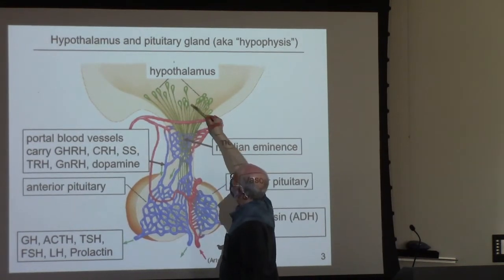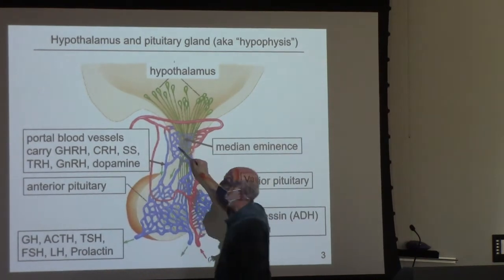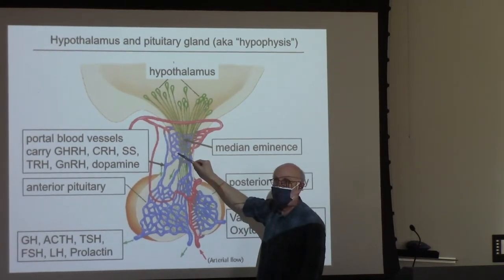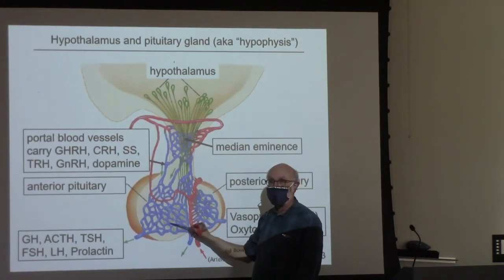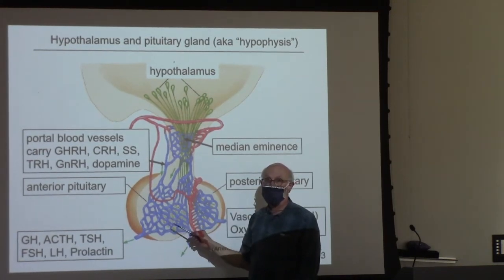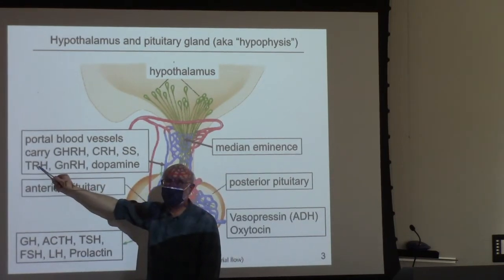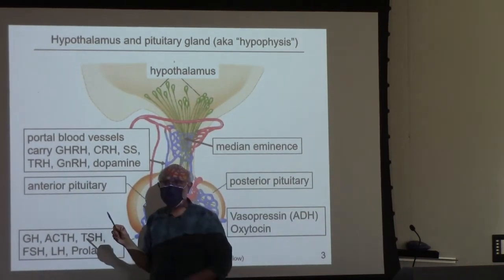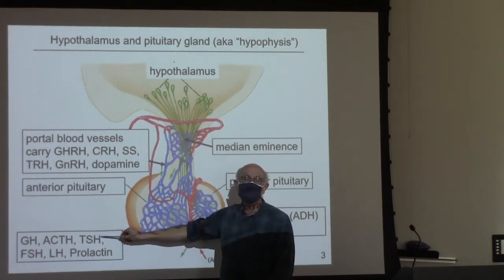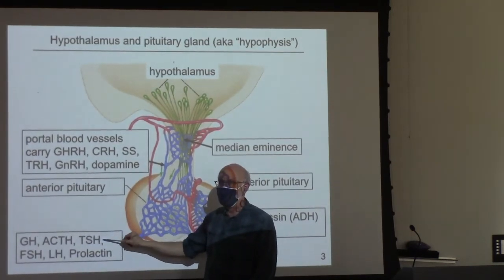Some of these neurosecretory hormones release TRH, thyrotropin releasing hormone, into the portal circulation, where it travels to the anterior pituitary. Some of the cells in the anterior pituitary, not all of them, express receptors for TRH. Those cells respond to TRH by releasing TSH. TSH stands for thyroid stimulating hormone.